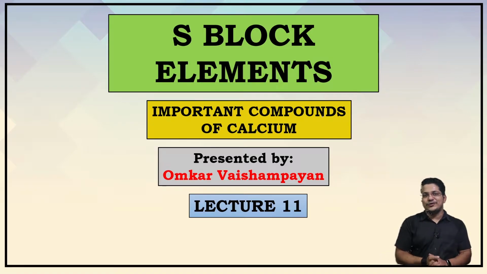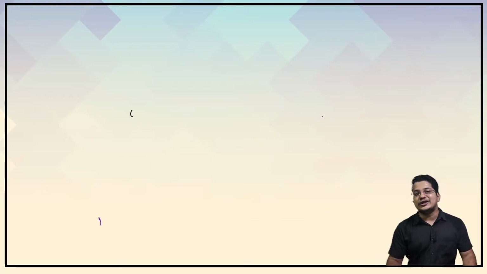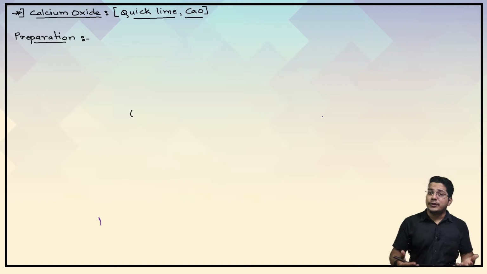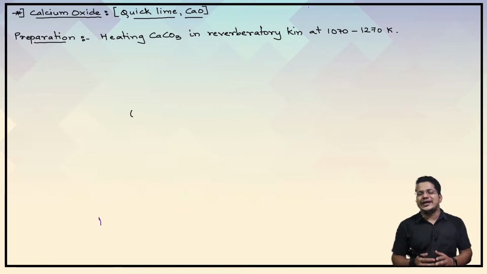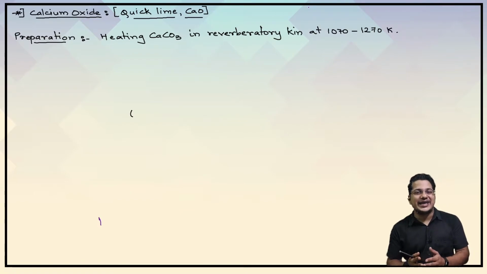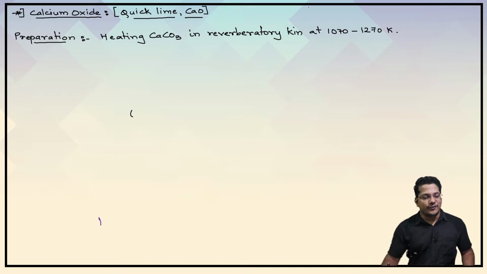The very first compound जो हम लोग पढ़ेंगे is calcium oxide, which is also referred as quicklime, and the formula is CaO. अच्छा, over here the very first thing which comes into our mind is how do you prepare calcium oxide? Then the preparation of calcium oxide is done by heating calcium carbonate in a reverberatory kiln at a temperature of 1070 to 1270 kelvins.